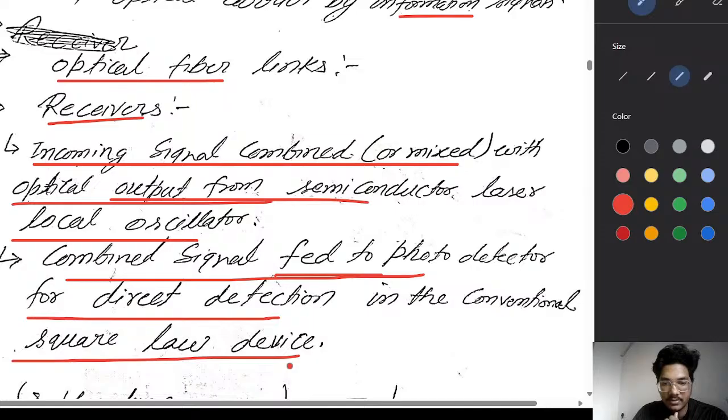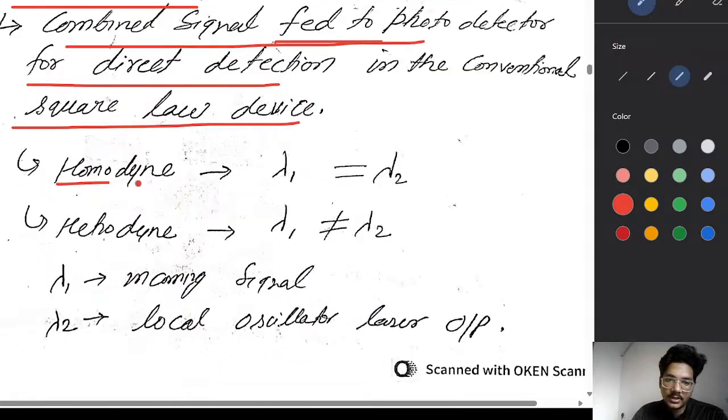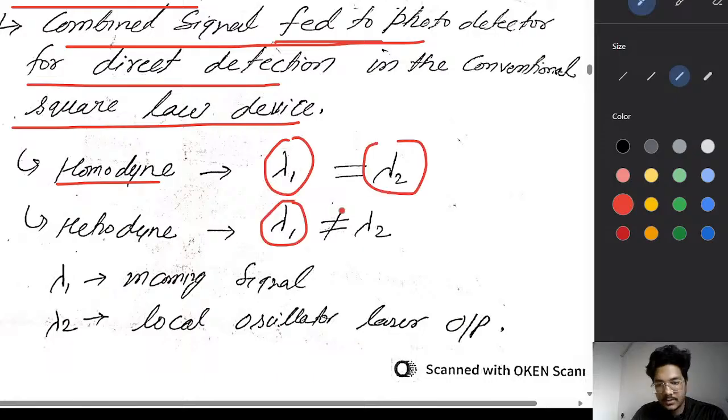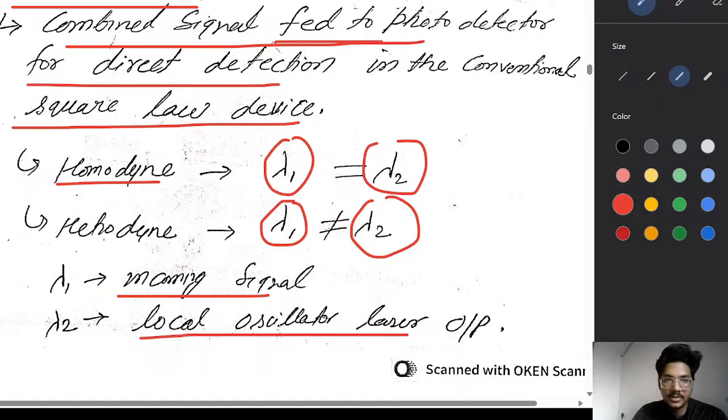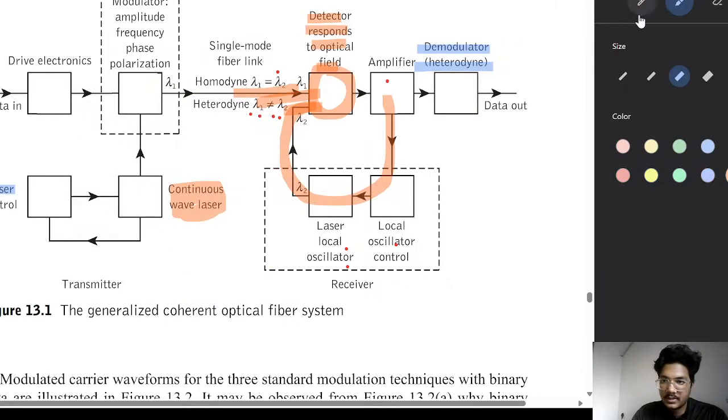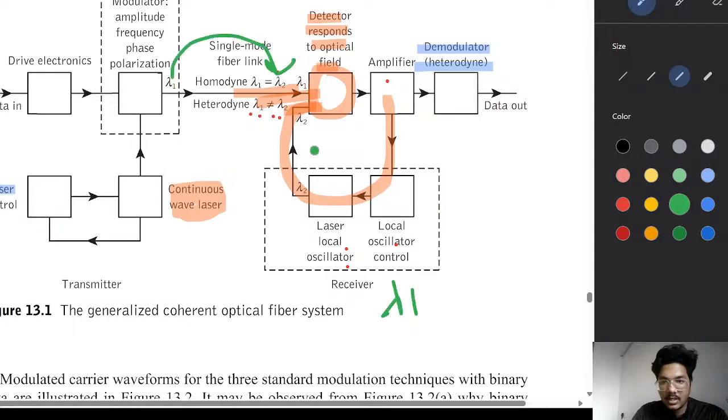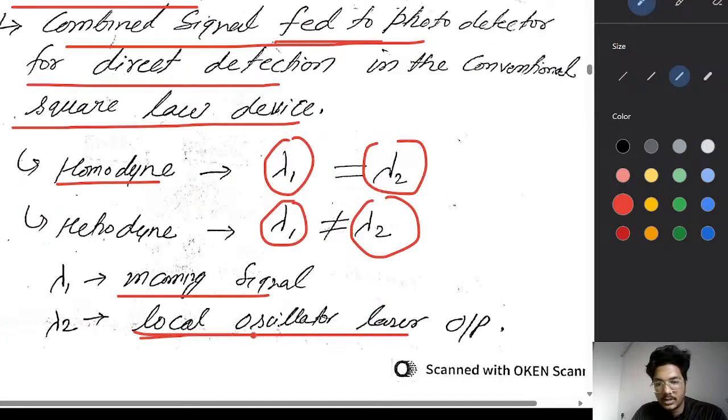There are two types of things that happen there. There is homodyne, in which lambda 1 and lambda 2 are equal, and heterodyne, in which lambda 1 is not equal to lambda 2. So lambda 1 is the incoming signal and lambda 2 is the local oscillator laser output. As we see, lambda 1 here is the incoming signal, and lambda 2 here is the output of the laser local oscillator.